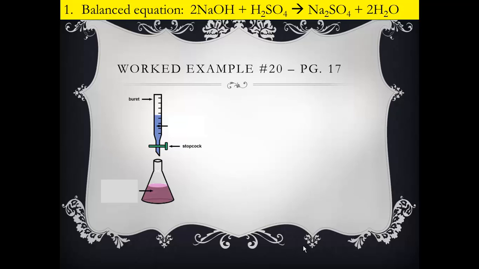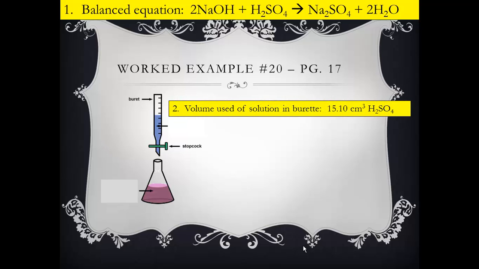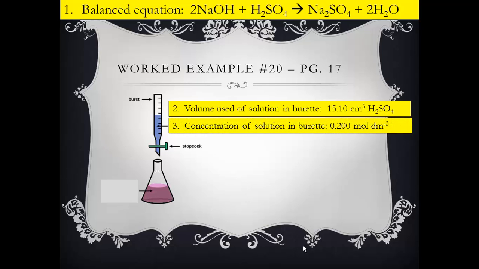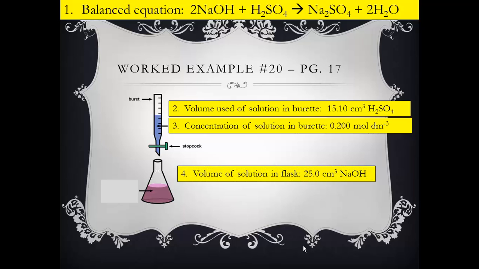Alright, so here's an example. We have NaOH and sulfuric acid, balanced equation, making Na2SO4 and H2O. The volume used in the burette is 15.15 centimeters cubed of our acid. The concentration of the burette is 0.2 moles per liter, or moles per decimeter cubed. We know that the volume of the solution in the flask is 25 centimeters cubed of NaOH. What is the concentration in the flask?